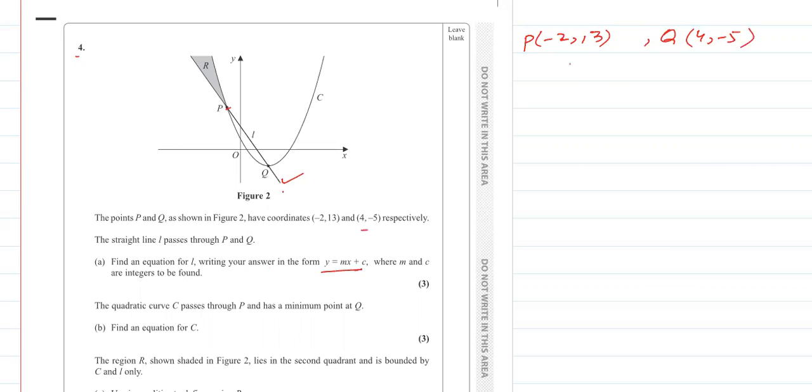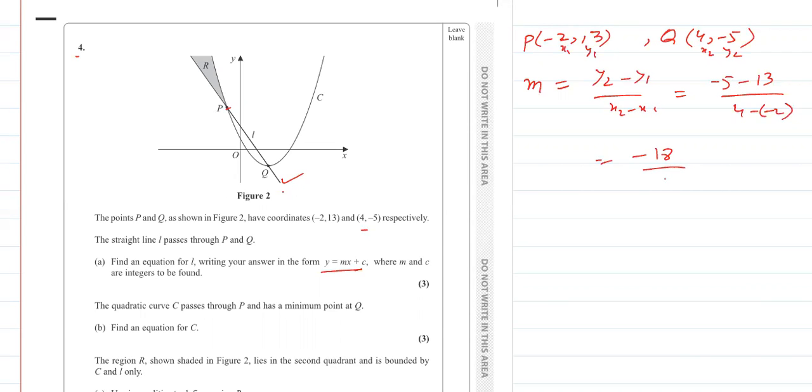Now in this form, if you have to write it, first you need to find m. What is m? m is y2 minus y1 over x2 minus x1. Now you can say this is x1, y1, this is x2, y2. So that will be -5 minus 13 over 4 minus -2. So I will have minus 18 over 6, which is going to be -3. So m is -3.